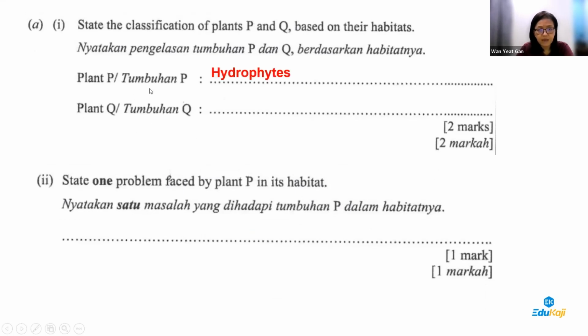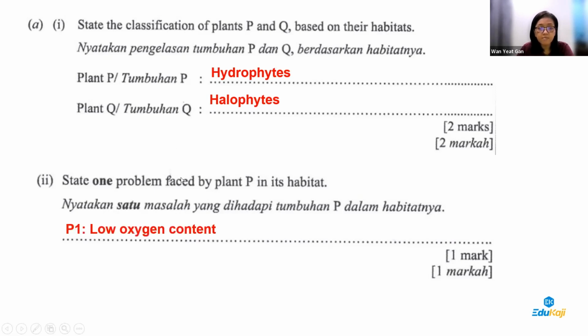So plant P is a hydrophyte. A hydrophyte is a plant that lives underwater or in the water. And plant Q is a halophyte. A halophyte lives in a high salinity condition. State one problem faced by plant P in its habitat.